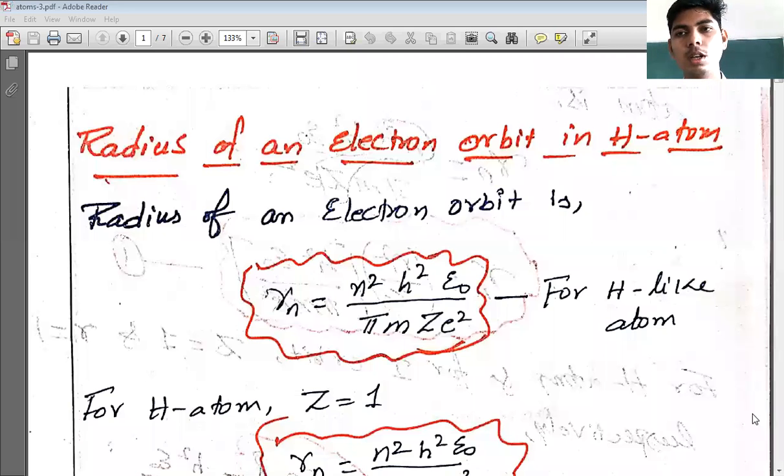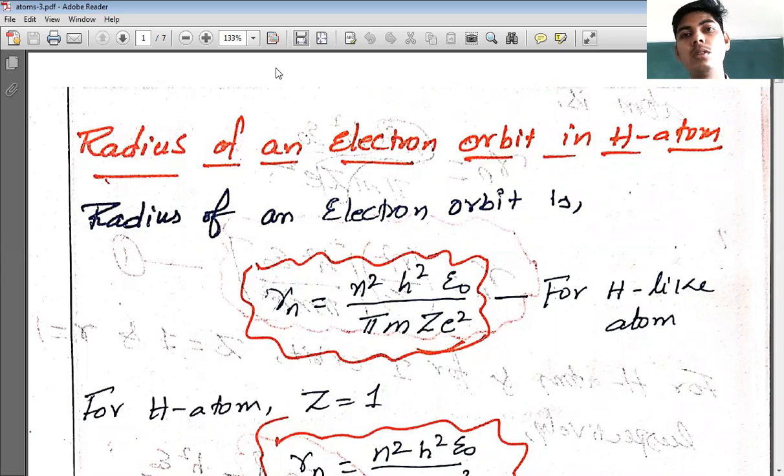Hello. In the last class, we were discussing the synopsis part of Bohr's atomic model. And I have told you, according to Bohr's atomic model, electrons cannot revolve in all possible orbits. Instead, electrons can revolve only in certain permitted orbits called stationary orbits. And in stationary orbits, electrons do not radiate any energy, right?